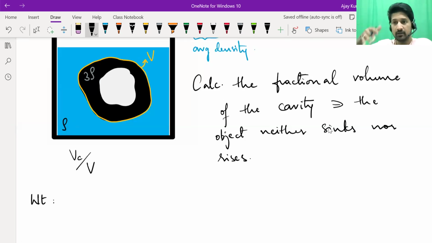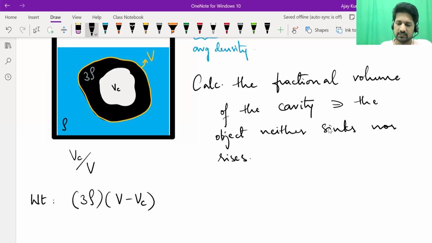Had the object been uniform, with the same density everywhere, we could have written density into volume into gravity. But whatever is inside that yellow boundary is not uniform. Some part of it has density 3 rho. Air density is negligible; you can think of it as massless, or you can assume the cavity to be vacuum, nothing present. So how do you express the weight of this object? Its density is 3 rho, but that density is only filling a volume of V minus Vc. It's not filling the complete volume. Cavity volume I'm calling Vc. So the volume in which the material is present is only V minus Vc. That will contribute to the mass, no? So that volume has to be multiplied with g. That becomes the weight of the object.